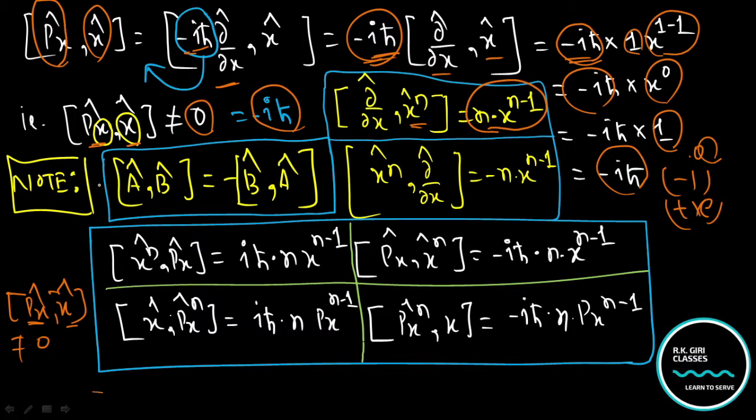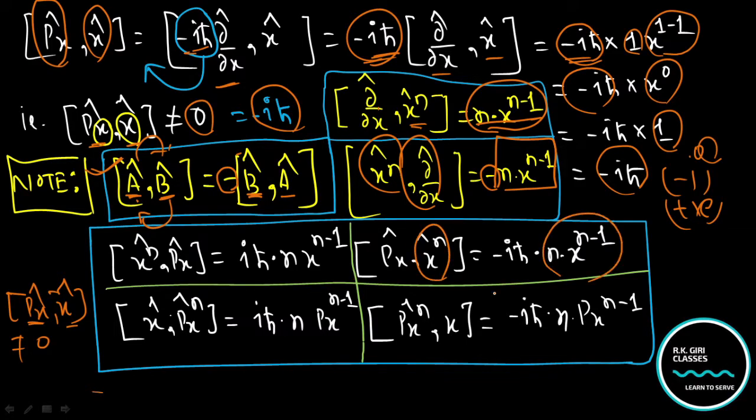But you have to remember this formula also: for the commutator of A and B, if you reverse it, then the value will be the negative of the commutator of B and A. This is just the reverse, and you are getting a negative symbol here. That means [∂/∂x, x^n] = n x^(n-1). Similarly, [x^n, ∂/∂x] is equal to minus n x^(n-1).